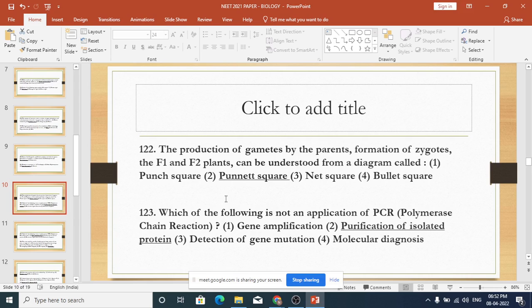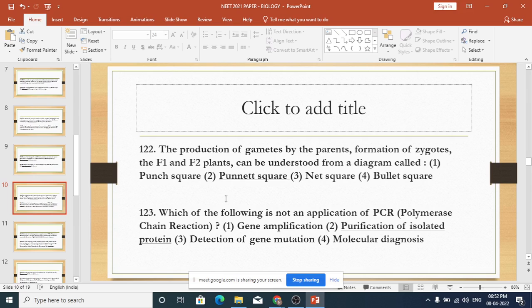Which of the following is not an application of PCR, polymerase chain reaction? Gene amplification, purification of isolated protein, detection of gene mutation, molecular diagnosis. So the answer is purification of isolated protein.